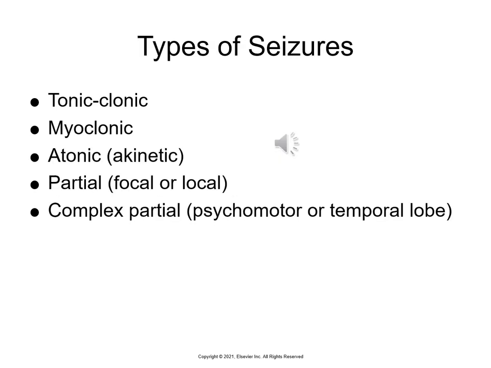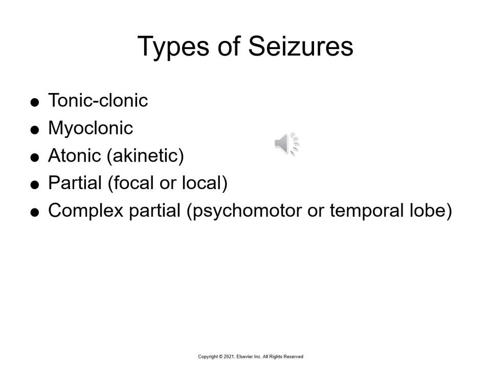Now let's discuss the different types of seizures. Seizures are either classified as partial or generalized. Partial seizures begin in one area of the cortex, and generalized involve both left and right hemispheres and also deeper brain structures. Generally, we will talk about generalized seizures within six different types or subgroups.